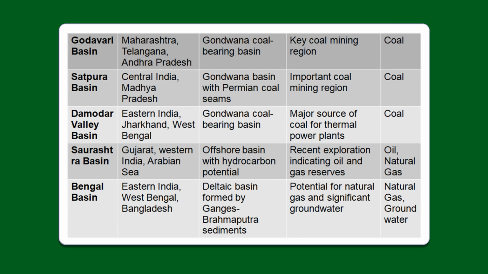Damodar Valley basin is in eastern India, which is a major source of coal for thermal power plants. It is characterized by a Gondwana coal bearing basin. Saurashtra basin is in Gujarat. It is an offshore basin with hydrocarbon potential. And Bengal basin in eastern India is a deltaic basin formed by Ganges Brahmaputra sediments. It has potential for natural gas and is significant for groundwater.